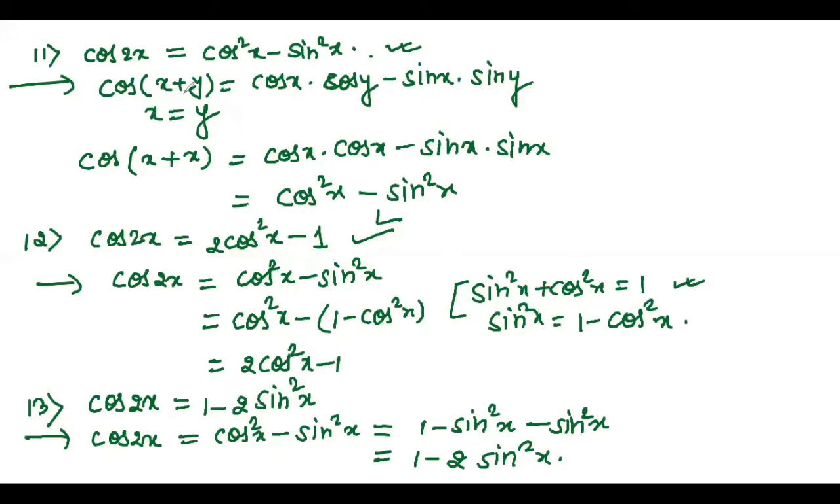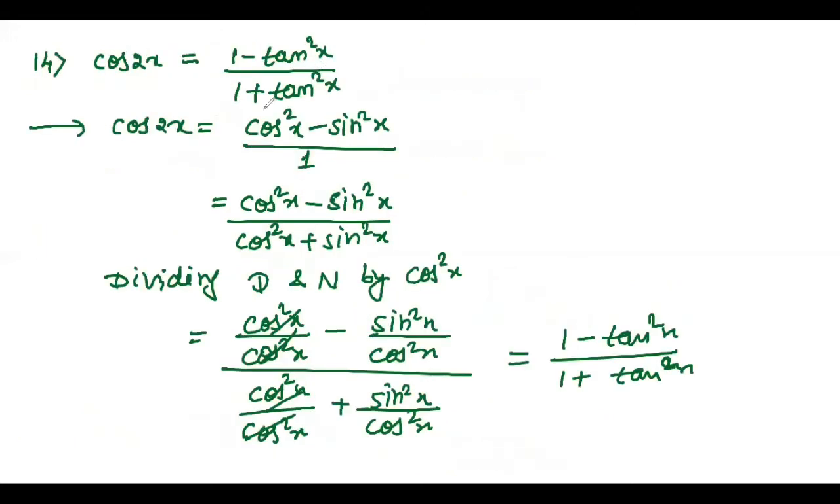Then cos 2x equals 1 minus tan square x by 1 plus tan square x. Okay, next is tan 2x, that is 2 tan x by 1 minus tan square x. Again, I am telling you the derivation will not come in your exam, but I am going to show you.